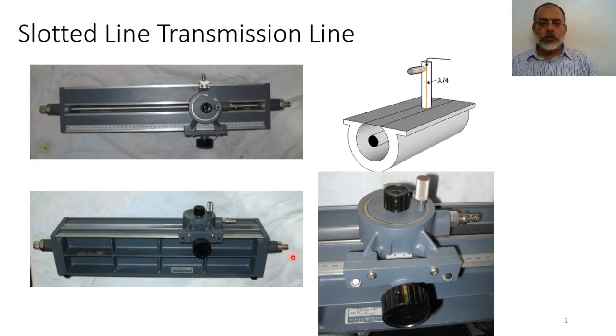According to the mismatch from the load, there will be a standing wave pattern along the transmission line. By moving the location of the probe, we can determine the location of the maximum and the location of the minimum. In addition, we can determine the value of the maximum and the value of the minimum. The ratio between the maximum and the minimum corresponds to the standing wave ratio. This is actually the basic idea of the slotted line.